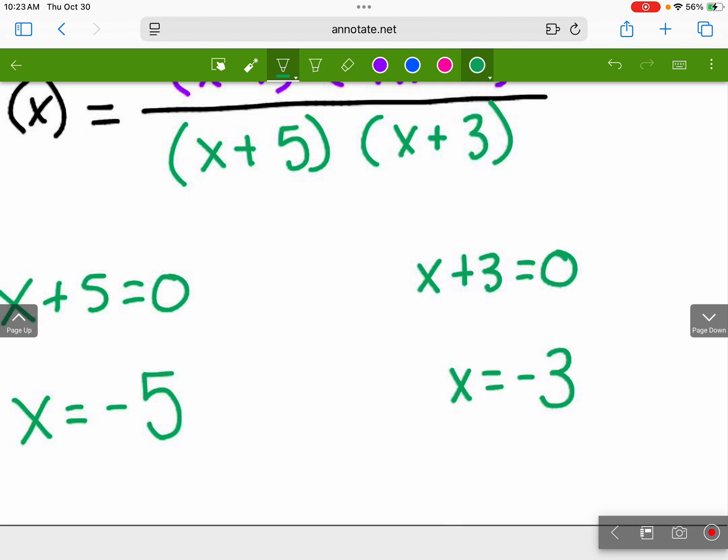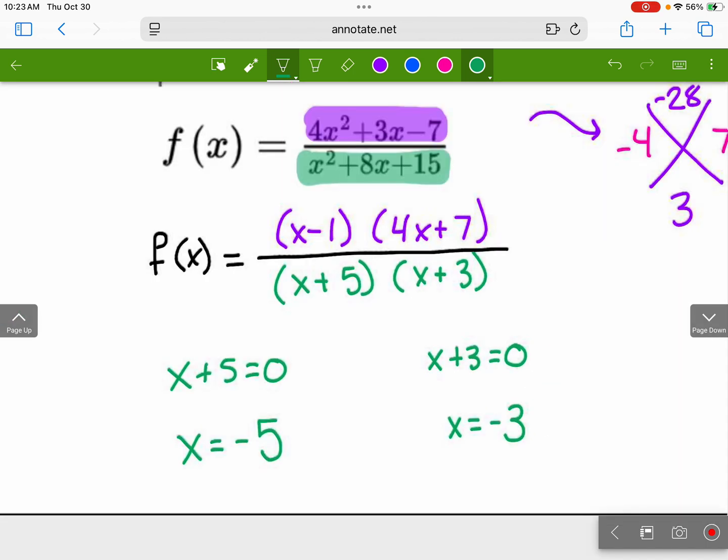These are the values that we exclude from our domain as well. They're the ones that cause us problems. Same thing with the removable discontinuities. That's what causes us problems in our domain. When we don't have a removable discontinuity, these are our asymptotes. So we don't need to substitute anything back in because they're not points.